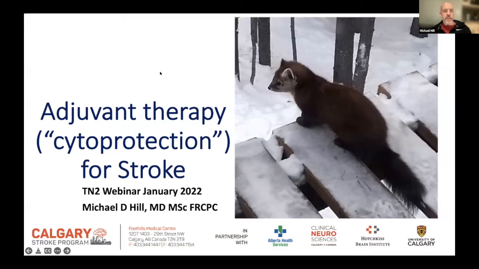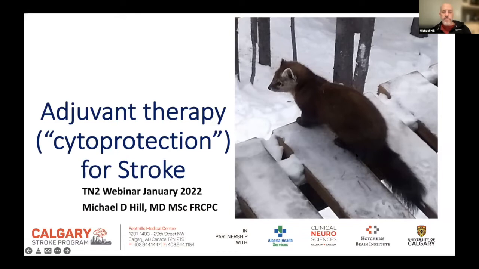I'm going to talk about this idea of adjuvant therapy, and it dovetails with what Ed showed. I'm going to talk about the last box on his six groupings of compounds, on excitotoxicity, and so I've called it cytoprotection, and I'll explain why.